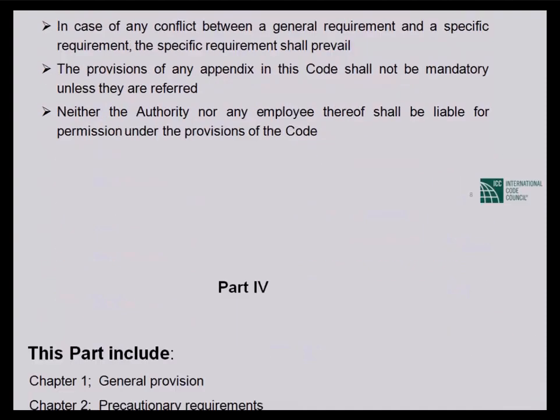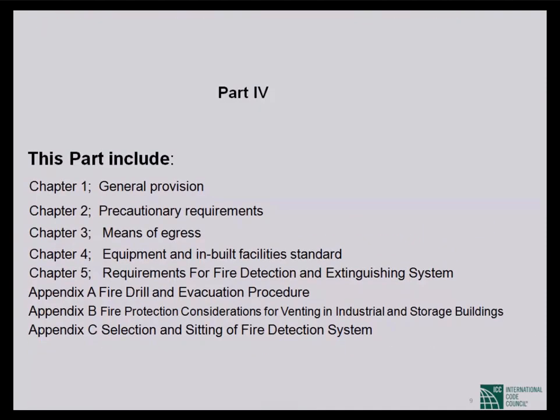Now I would like to go to Part 4, which is my main topic. This part has general provisions, some precautionary requirements, then the means of egress. Today I shall talk about these three. There are another two chapters, equipment and building facilities standard, and the requirement for the fire detection and extinguisher system. These two I will talk about tomorrow, and the relevant appendix. So I shall talk now about some general provisions, the precautionary requirements and the means of egress.